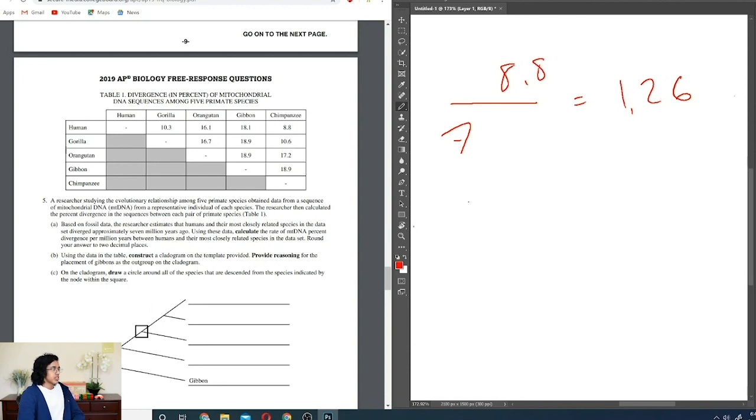Okay, so basically gibbons have the most divergence from humans, so obviously they're going to have to be the outgroup. Gibbons diverge the most from the other groups.